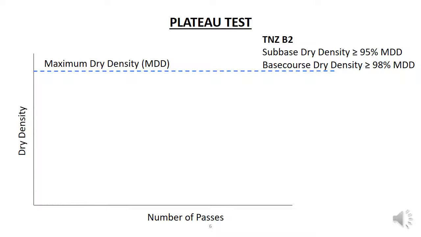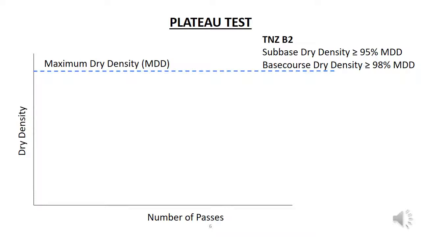Section 7.5 of TNZ-B2 requires that the required compaction be achieved using the least number of compactor passes. If there are too many passes, then the compactor could start crushing aggregate, especially if it is in vibration mode. However, too few passes will mean that the aggregate is not properly compacted.